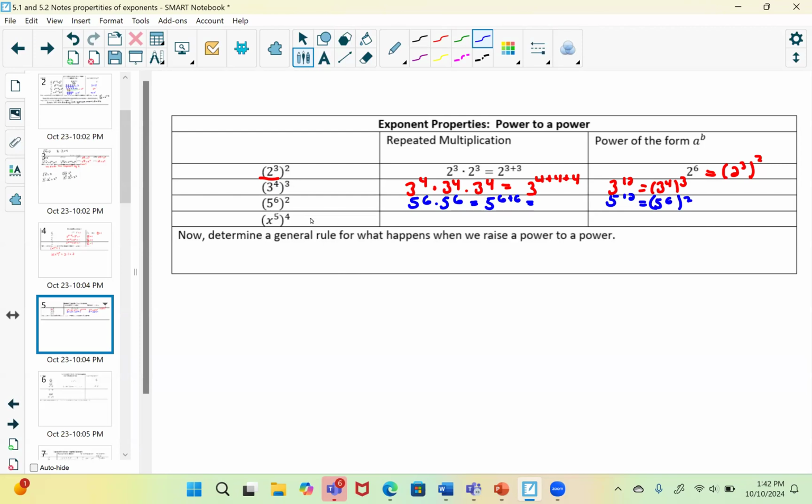Okay, and then the one we're going to do more with is variables like this one. So x to the 5th to the 4th means x to the 5th times x to the 5th times x to the 5th times x to the 5th. So to the 4th power means I'm multiplying it by itself 4 times. If I do that and I want to simplify it, we said when we multiply with the same base, we add our exponents: 5 plus 5 plus 5 plus 5. And so I get x to the 5 plus 5 is 10, plus 5 is 15, plus 5 is 20. And so that's the same thing again as x to the 5th to the 4th power.